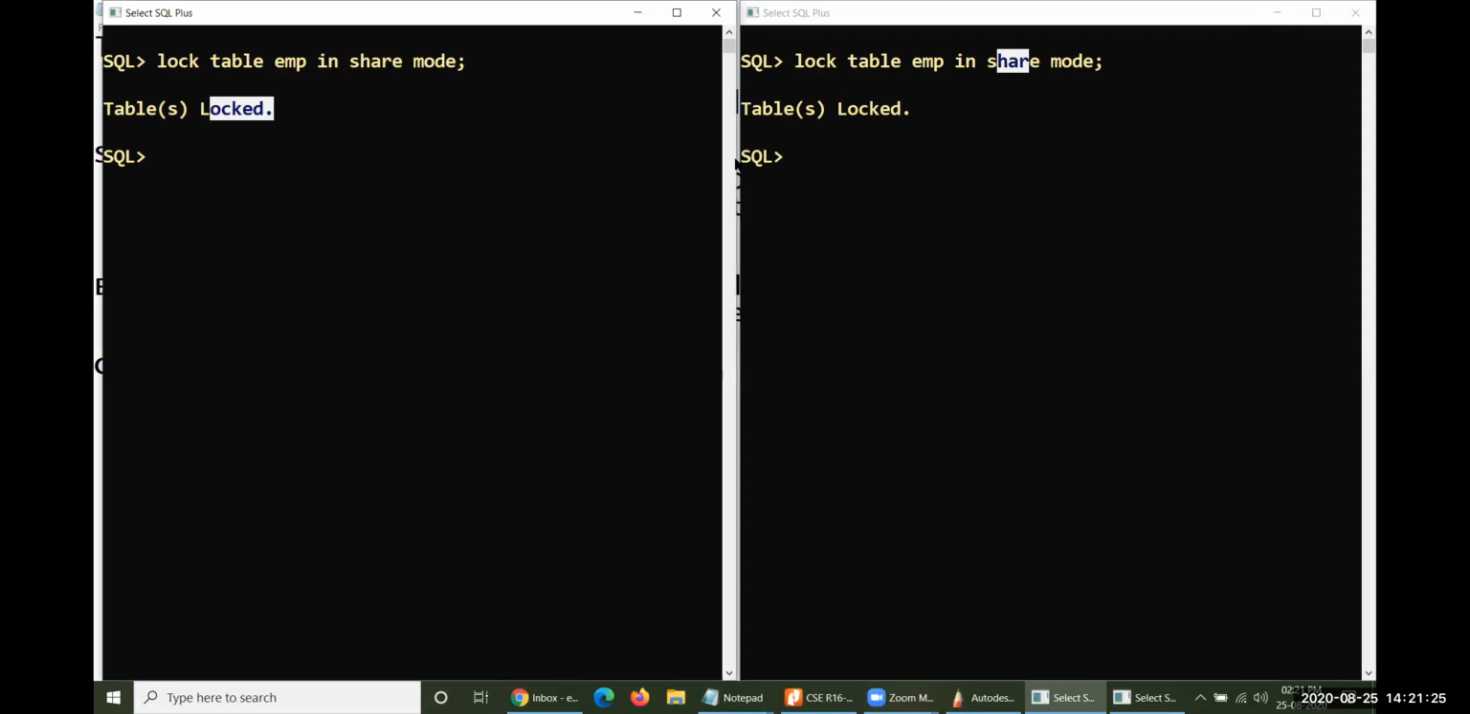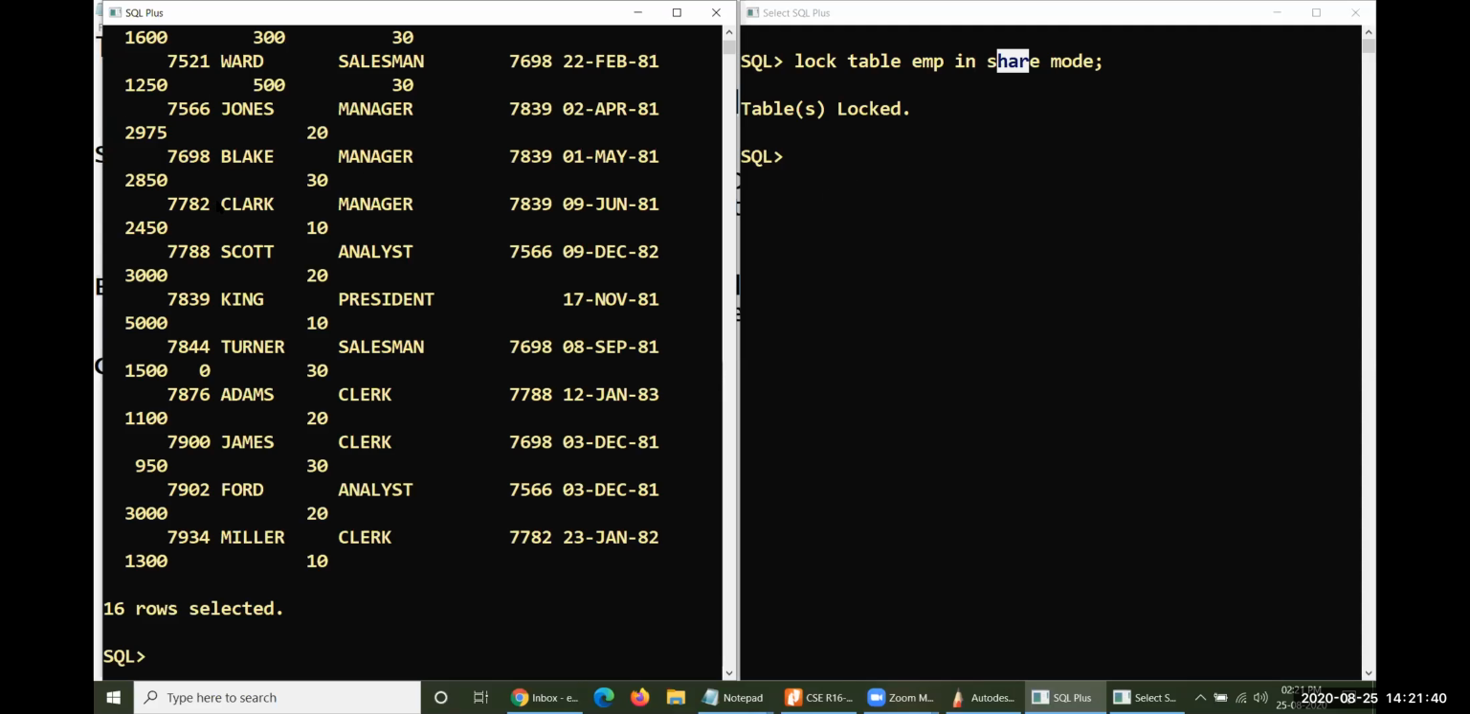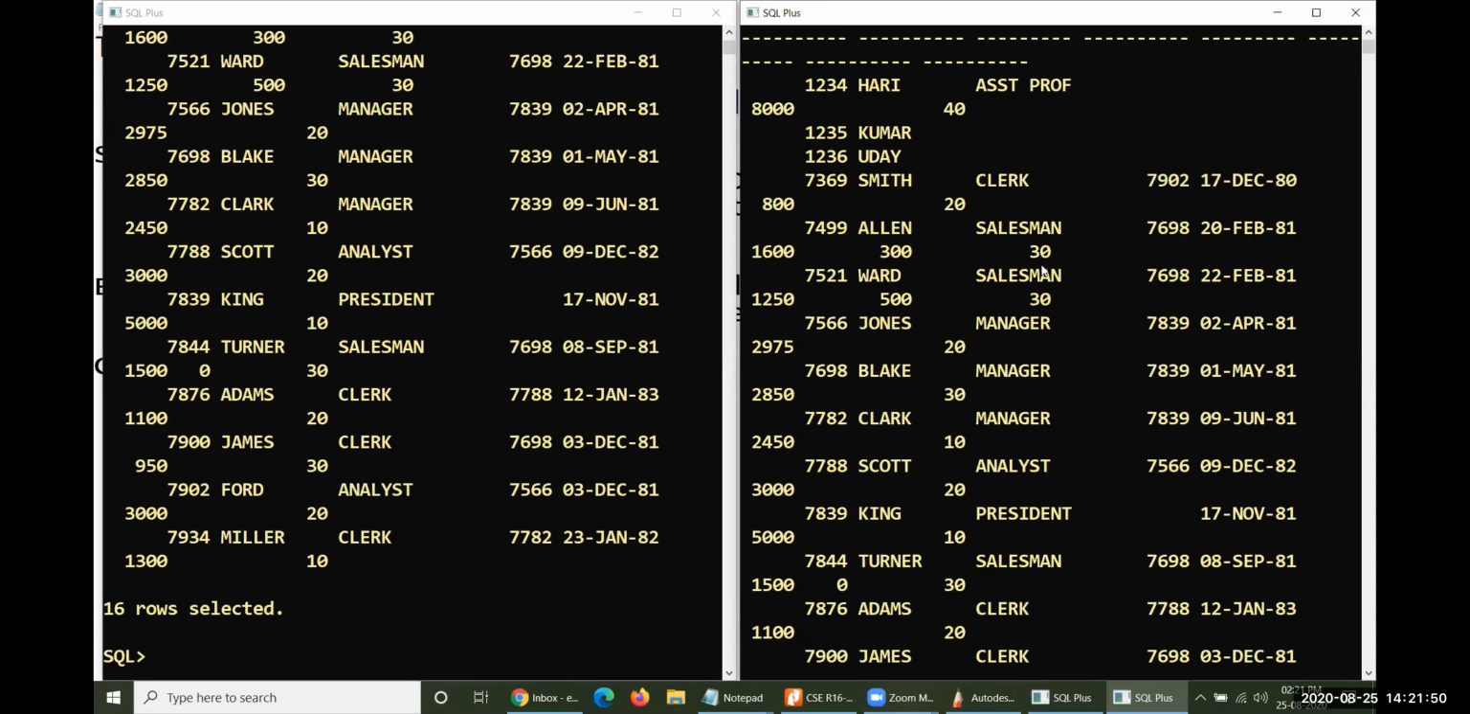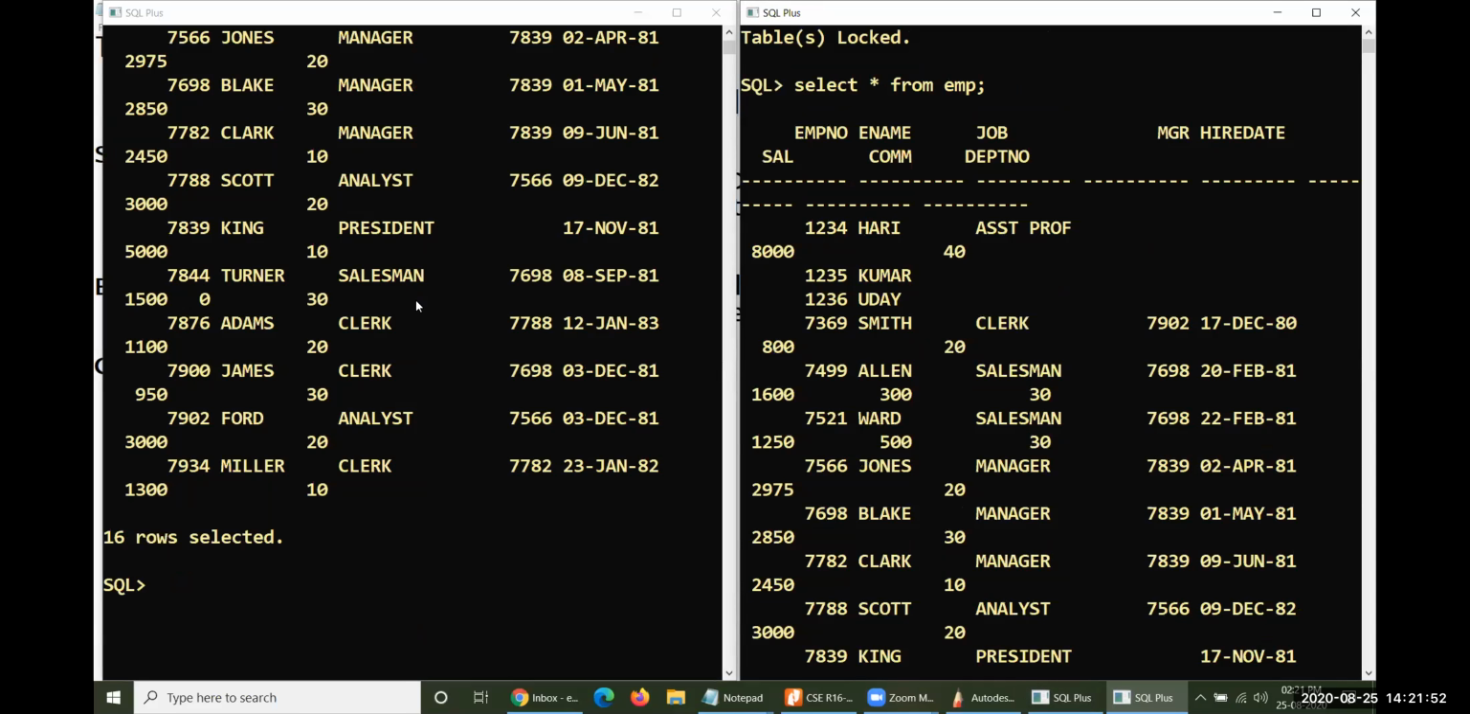Now both of them agreed that they are trying to read the data. They are not supposed to do any kind of manipulation other than reading. Okay, so here select everything from EMP. Yes, he can see. Here also select everything from EMP. He could also perform it. Yes, he could also see the data here. There is no problem at all.